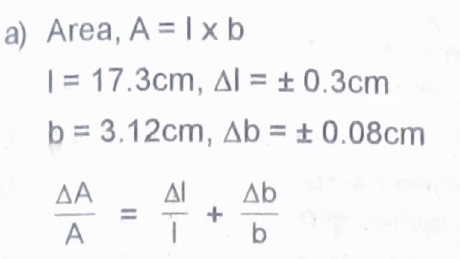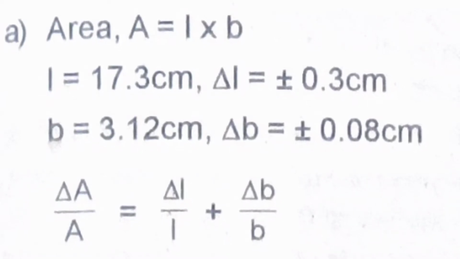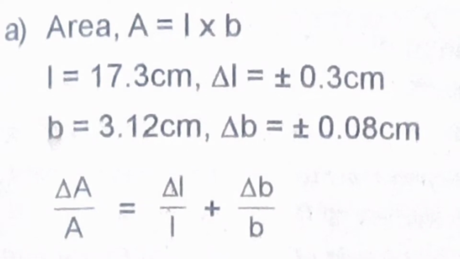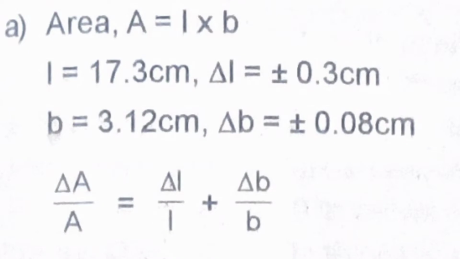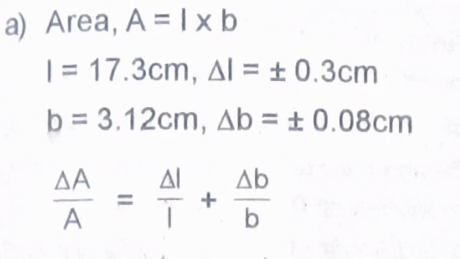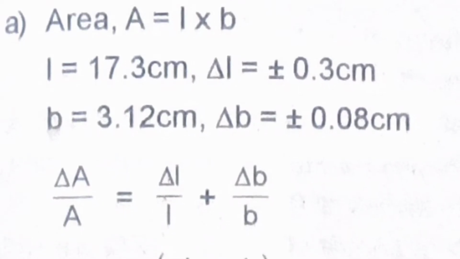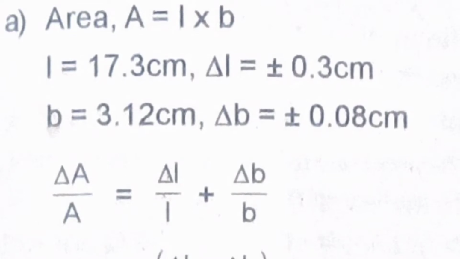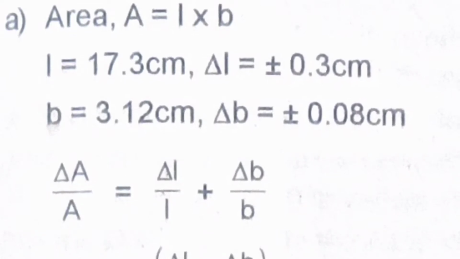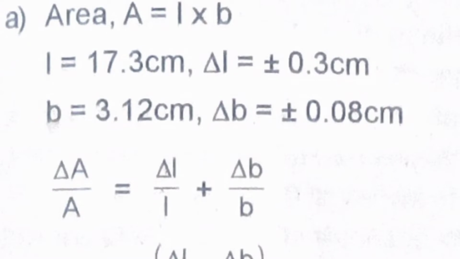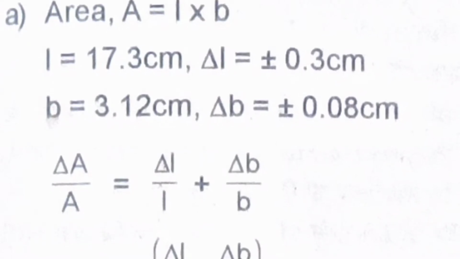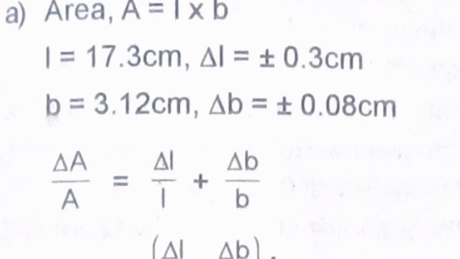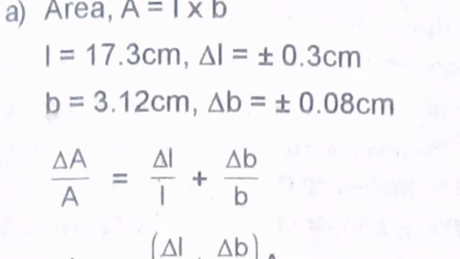Now we can write down the given quantities. What are the given quantities here? The length and breadth are given, right? So how we can write length? Length is equal to L plus or minus delta L, that is equal to 17.3 plus or minus 0.3 centimeter. So what is L? L is equal to 17.3 centimeter. And what is delta L? That is 0.3 centimeter, right?